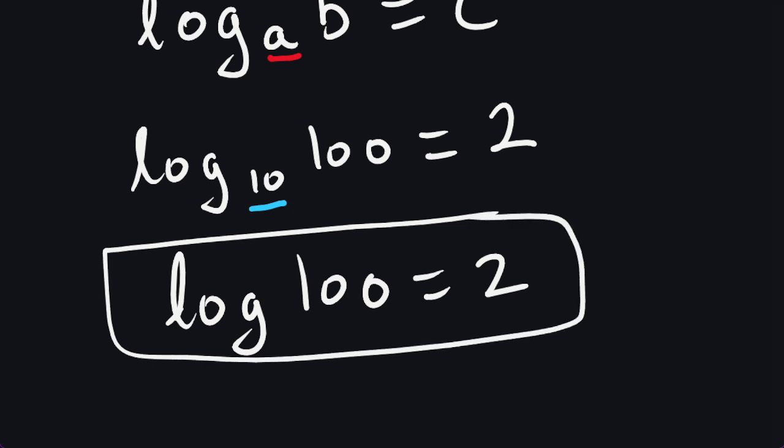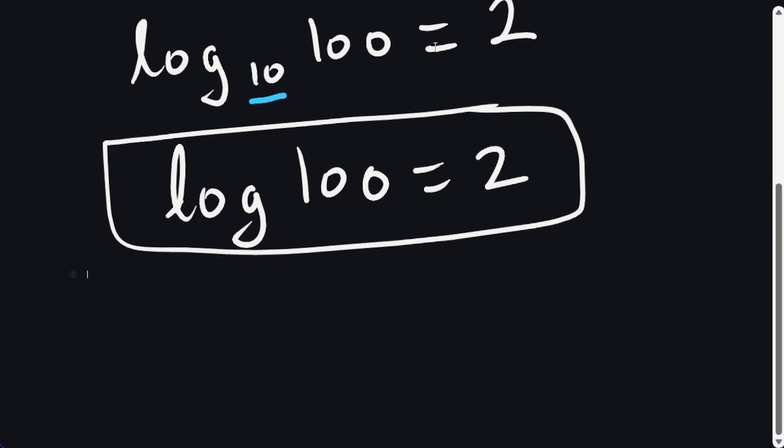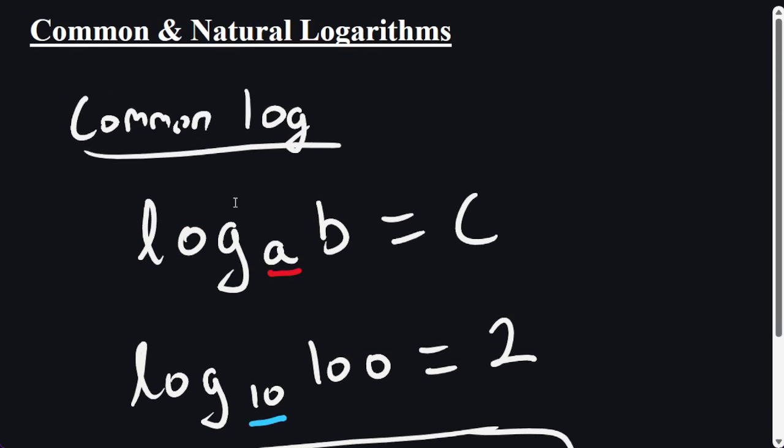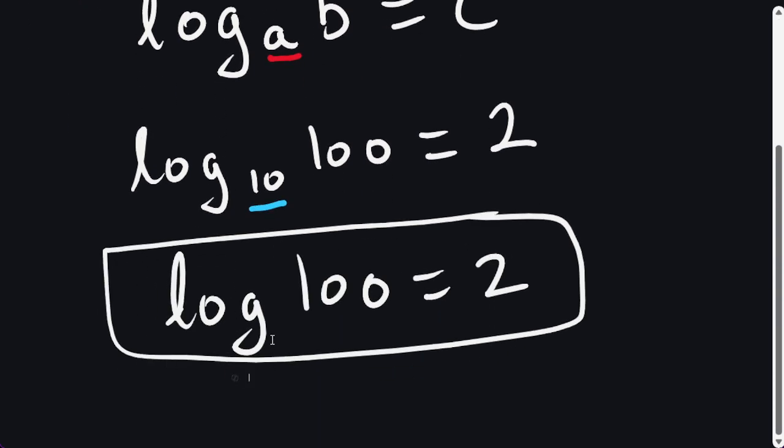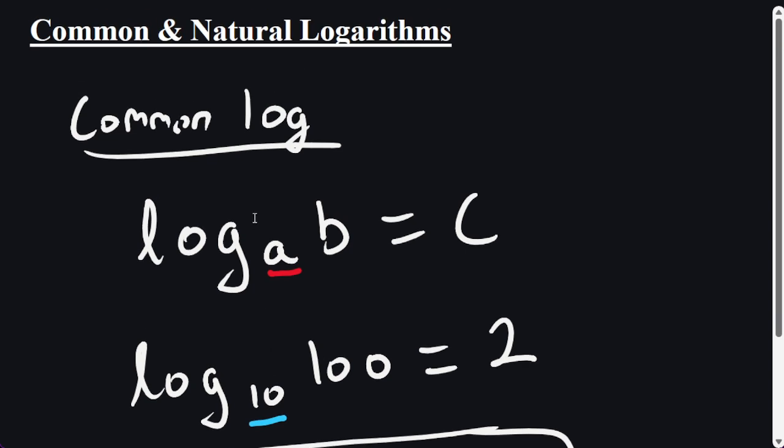A lot of calculators have this function, or if you go into Google and type in log 100, it will give you 2. I'm just verifying that right now on Google, and that gives you 2. Because Google knows, and every calculator knows, that if you don't put a base there, then it's automatically a 10, because log with a base 10 is known as a common logarithm. It's just a shorter way to write it. If you don't see a base on your logarithm, then you assume that it is base 10. So that's a common logarithm.